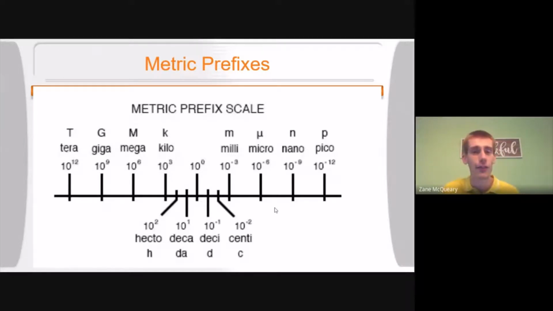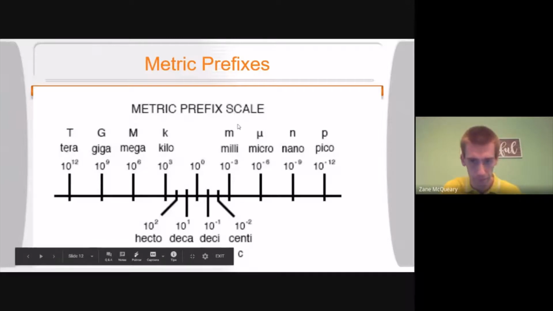As a matter of fact, for today, we're really just going to stick from 10 to the 3rd to 10 to the -3rd. So we're just going to worry about these prefixes here in the middle.